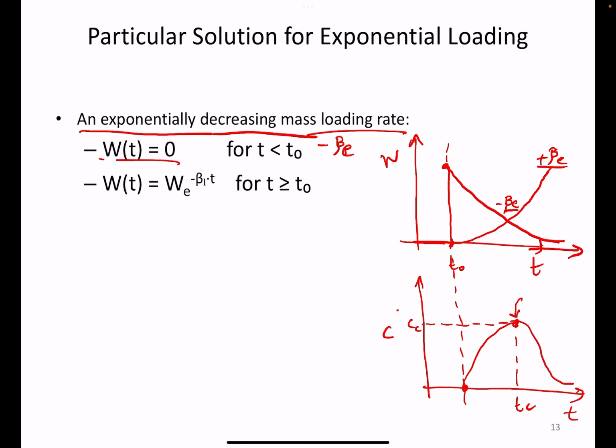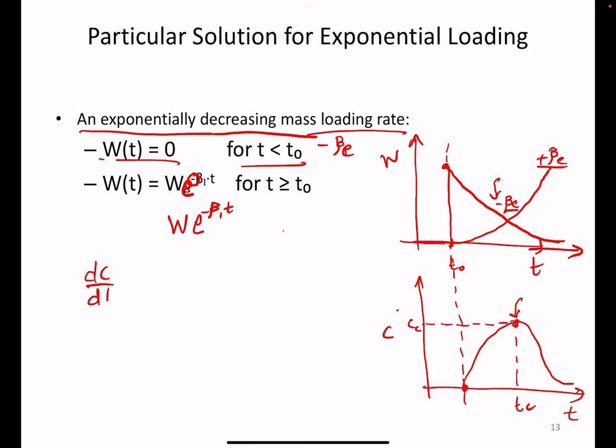W(t) is equal to 0 if t is less than t naught. W(t) is equal to W_E, the loading, times e to the power minus beta 1 t. So it's like this: W and then e to the minus beta 1 t, it's exponential, if t is higher than t naught. That's why you can see the minus, because it is decreasing. If it's increasing, it's going to be a plus. So let's do the equation for that.